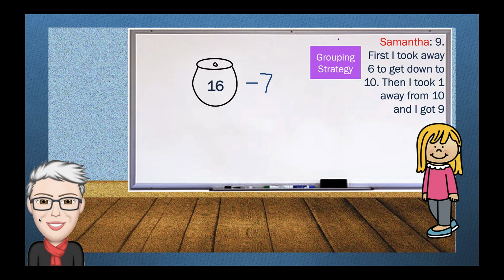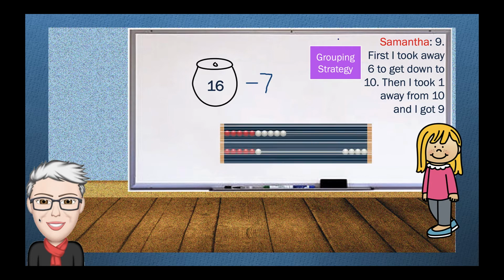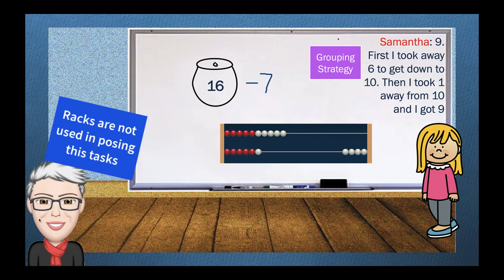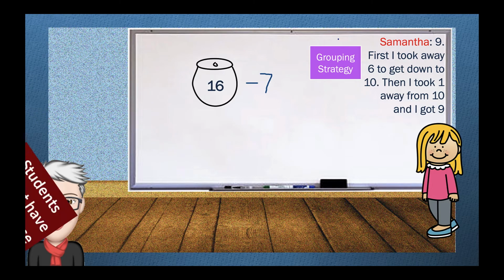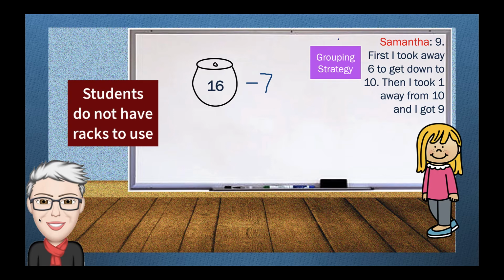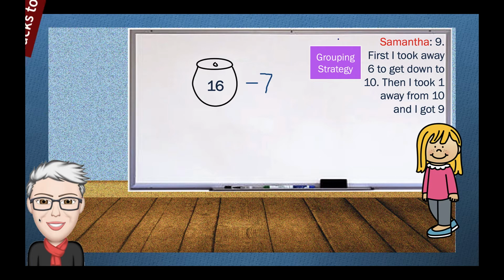This solution method grows out of tasks on the arithmetic rack where 16 is shown as 10 beads on the top and 6 on the bottom, and where the 6 beads on the bottom are moved to the right and 1 bead on the top is moved to the right. We show the rack here only as a reminder of the origins of this way of reasoning, but we want to be clear that the rack is not used in posing this task, and students do not have racks to use to solve the task. Furthermore, the rack is no longer part of the discussion, as we can see from Samantha's remarks.